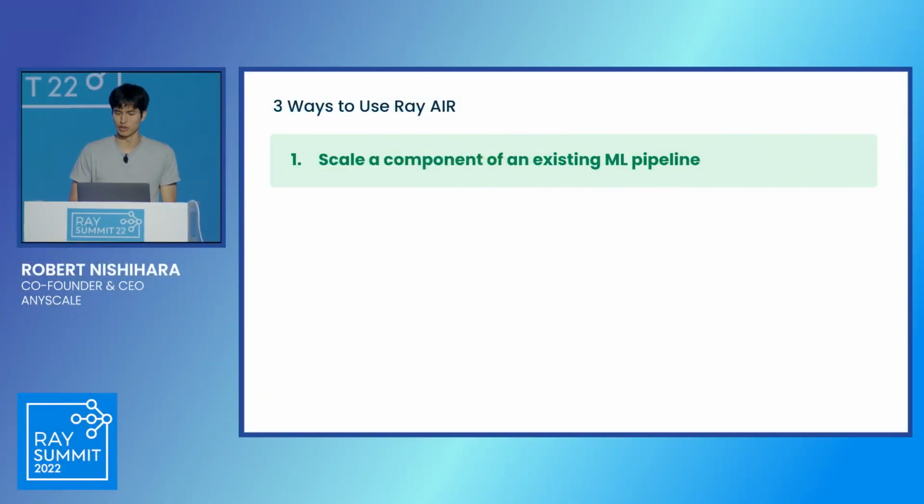So Jan just highlighted some of the new Anyscale features, and I'm going to give a quick demo of how you can use Anyscale and the Ray AI Runtime to build an end-to-end machine learning application. Before I dive into the actual coding, I want to mention there are a few different ways to use Ray AIR. The first and the simplest is to use Ray AIR as part of an existing machine learning pipeline to scale just one component.